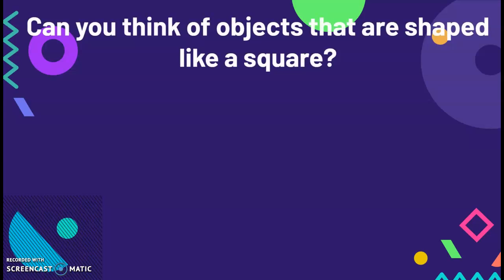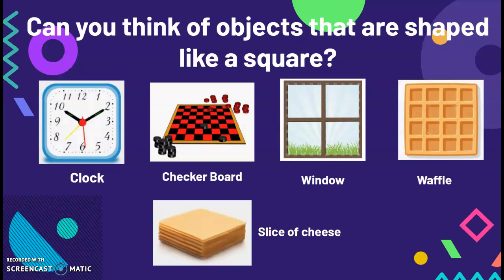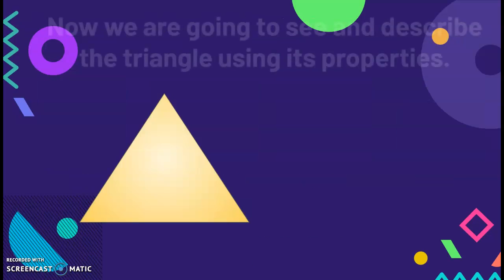Can you think of objects that are shaped like a square? Just think around your house or outside. There are so many objects that are shaped like a square. I will show you a few that I thought of. A clock. That clock is shaped like a square. A checkerboard. This window. A waffle, and a slice of cheese. So anytime you're playing a game or anytime you look out the window, you can say, that is just like a square.